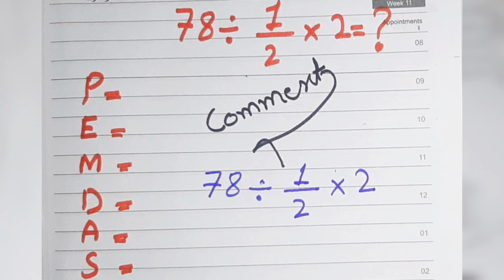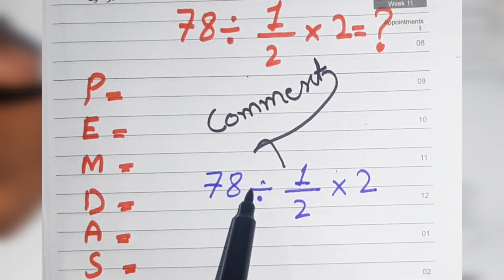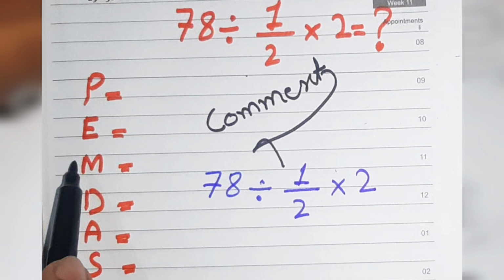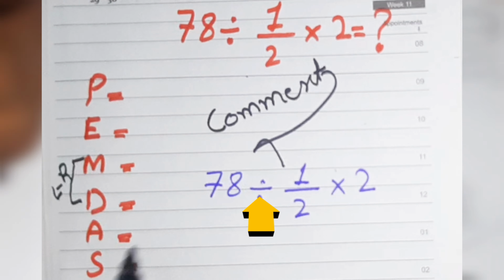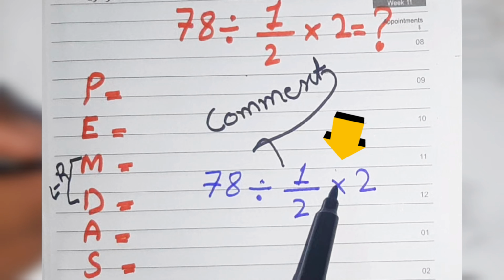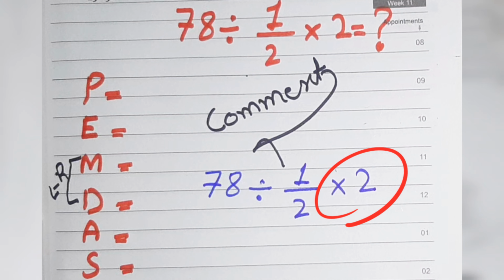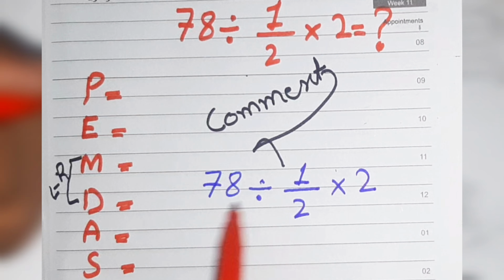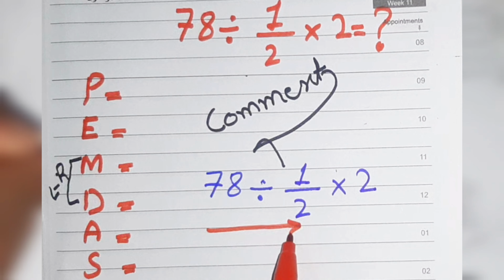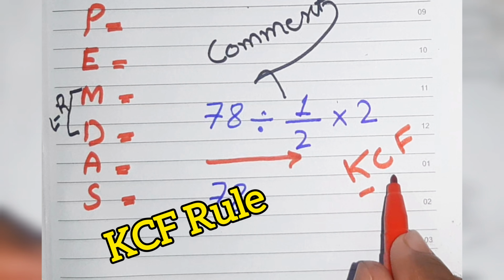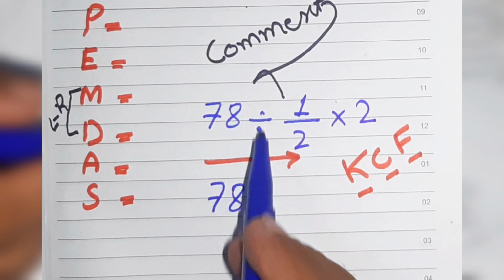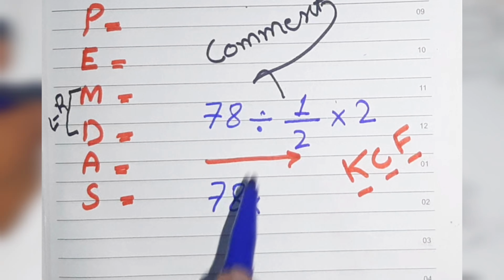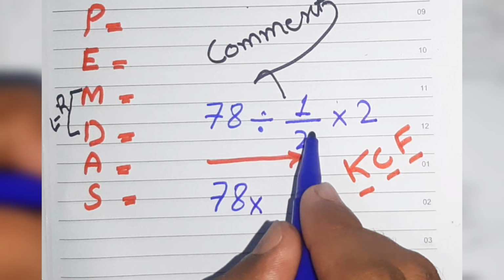All right. According to the order of operations, multiplication and division have equal priority, and we have to work from left to right. So here, first, we have to do this division, then this multiplication. If we do this multiplication before this division, it is wrong. So first we have to do this division, according to the KCF rule. K stands for keep, C stands for change, and F stands for flip. We can write: keep the first fraction, change division to multiplication, and flip the second fraction.